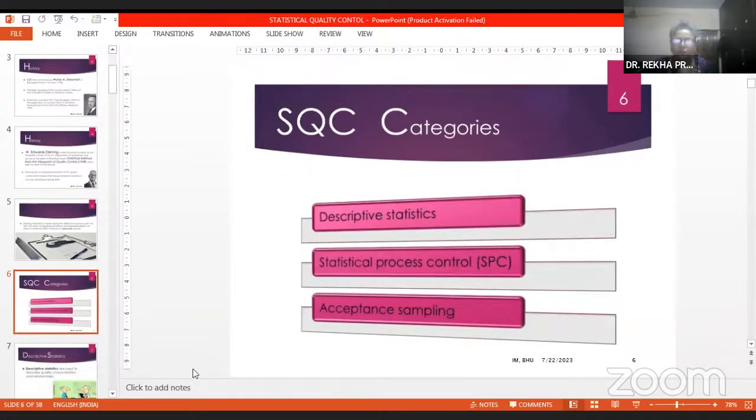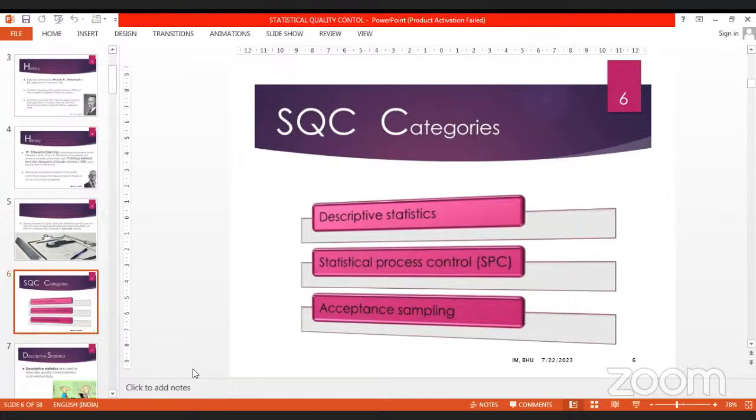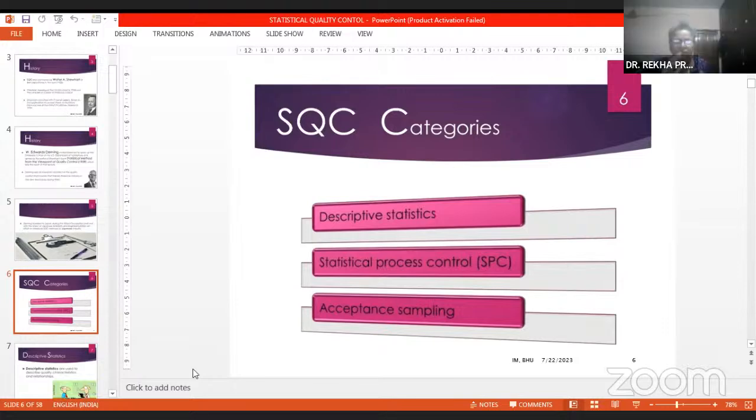So what do we use in SQC? Read it. The SQC categories. First is descriptive statistics. Second is statistical process control (SPC), and acceptance sampling. So these three things we use.